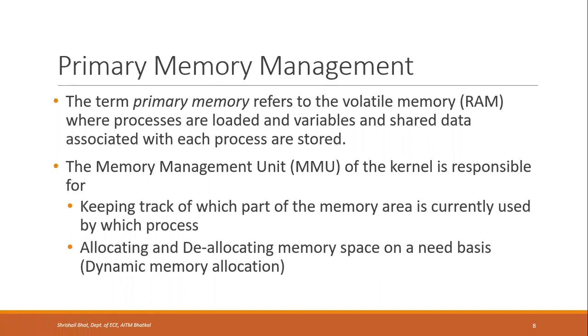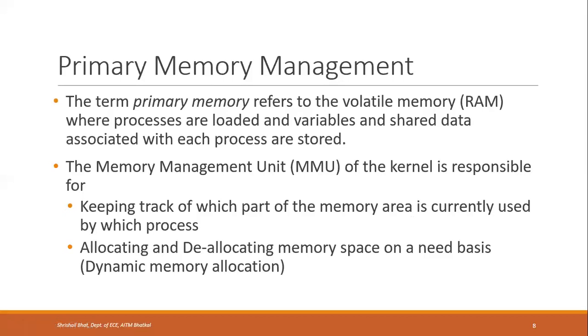Next, we have memory management. When it comes to memory management, we call it primary memory management. When we refer to primary memory, we actually refer to the RAM, that is the volatile memory, where processes are loaded and variables and the shared data associated with each process are stored. The memory management unit, or in short MMU, is responsible for tasks like keeping track of which part of the memory area is currently used by which process. Each part of memory is actually reserved for some processes.